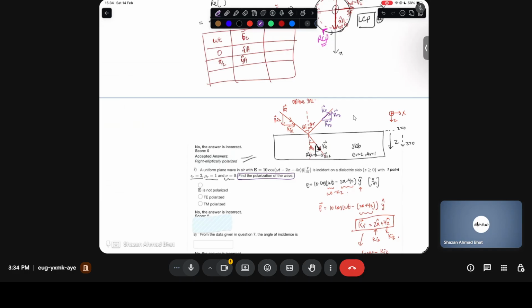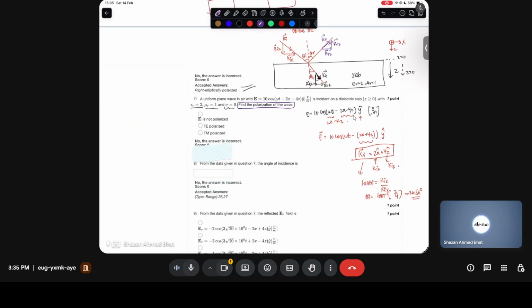Polarization of the wave is a simple thing here. What we can find, because you are given that the electric field is a function of something given like this, and you have a k which is the incident wave, in the x and z direction, that is, in the xz plane. So if the oscillation is in the y direction and the propagation is in this direction, this is the y direction.